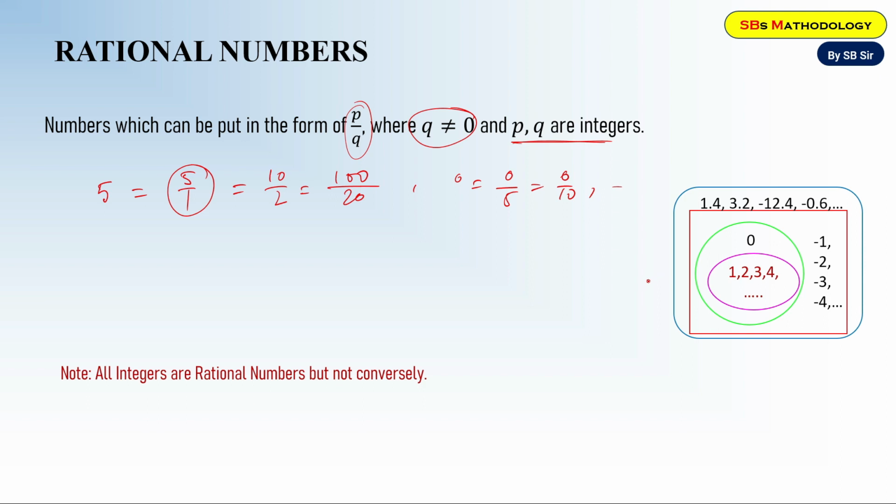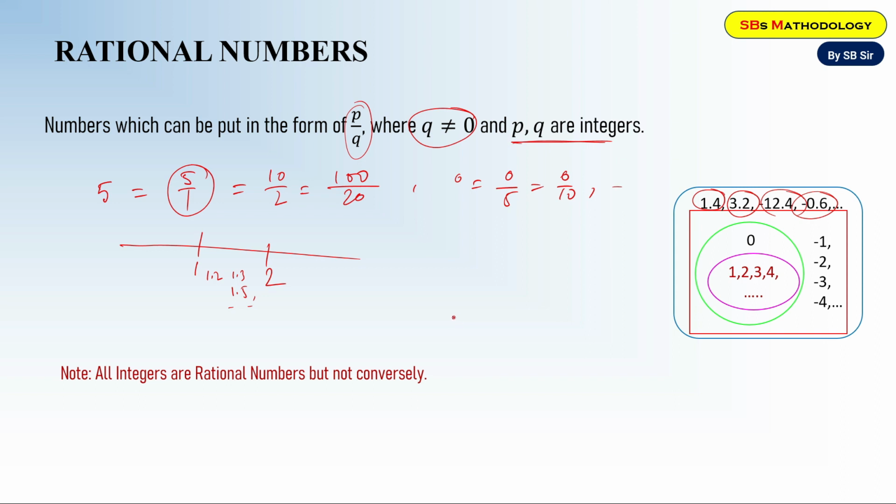So all integers, which are in the form p by q, are rational numbers, but not necessarily all rational numbers are integers. So there must be some additional numbers which are rational but not integers. What are they? The numbers are like the decimals 1.4, 3.2, minus 12.4, minus 0.6, and there are numerous numbers. That is, if I talk about the numbers in between 1 and 2, there are numerous numbers, that is 1.2, 1.3, 1.5 and so on. So we can put infinitely many numbers in between two integers.